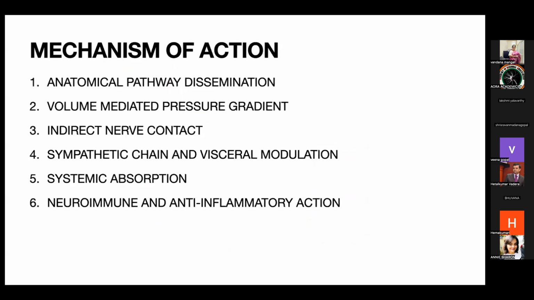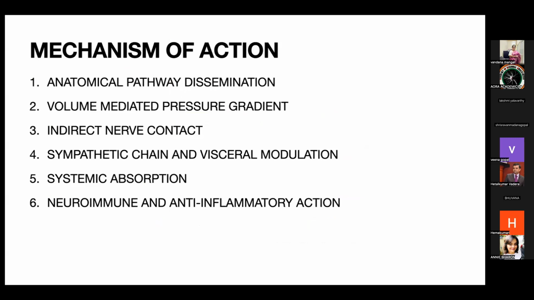So you have various mechanisms of action for fascial plane blocks. First is the anatomical pathway dissemination. In this, the local anesthetic spreads via the fascial planes. It bathes the traversing somatic nerves, plexuses and other neural structures as it passes through the fascial plane, and it can also sometimes spread into the paravertebral regions.